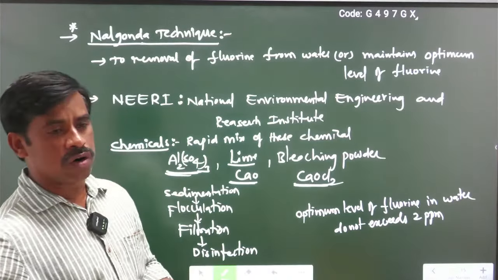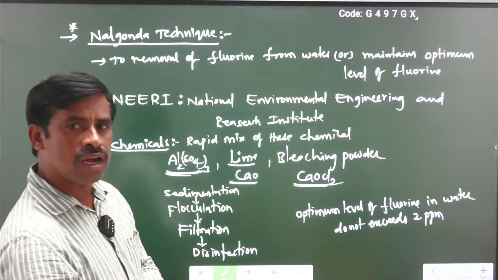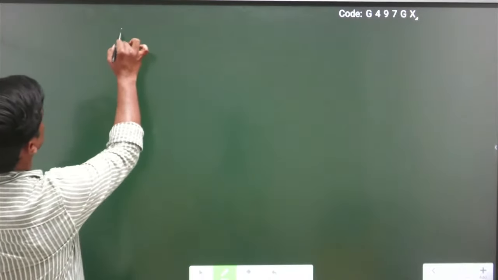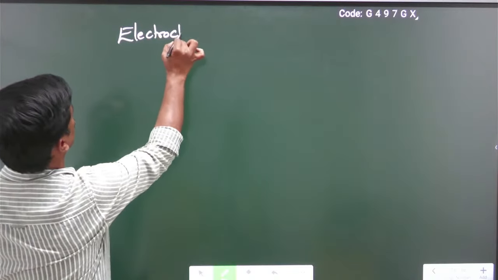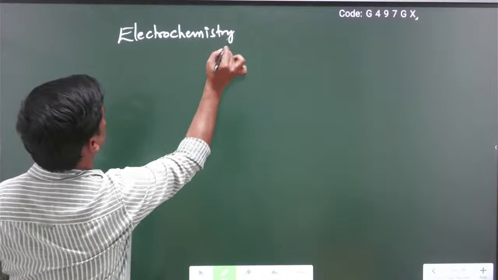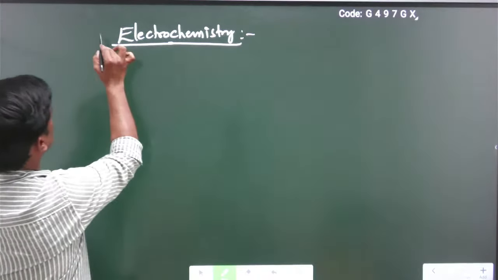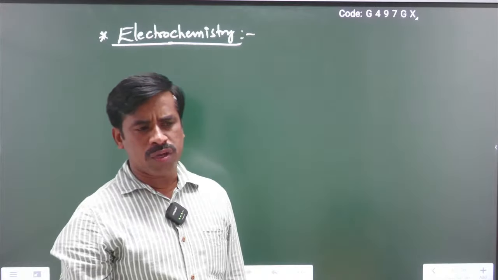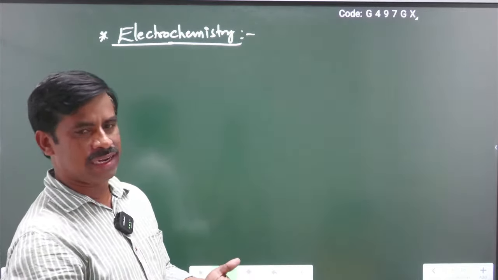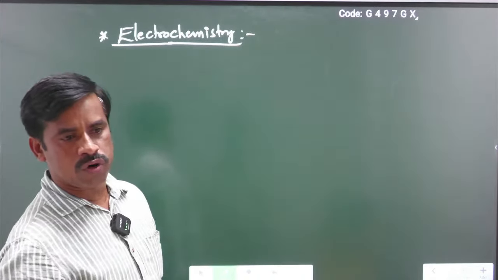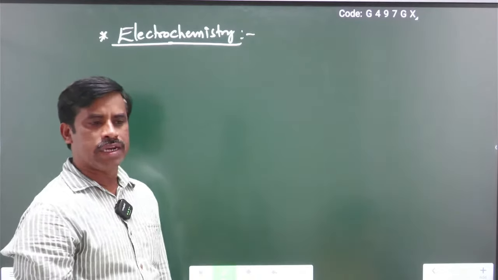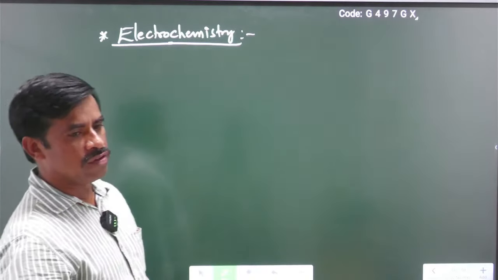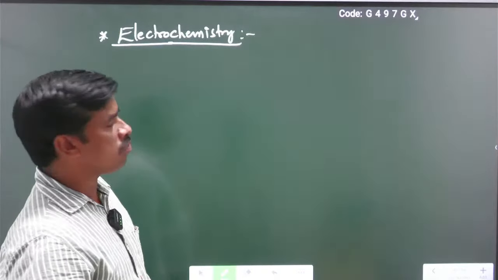Next I would like to start one more unit, electrochemistry. In electrochemistry we are going to study what a conductor is, what an insulator is, what an electrolyte is, what a non-electrolyte is, types of conductors, the electrolysis process, Faraday's laws, electrolysis of fused sodium chloride, electrolysis of aqueous NaCl, etc.